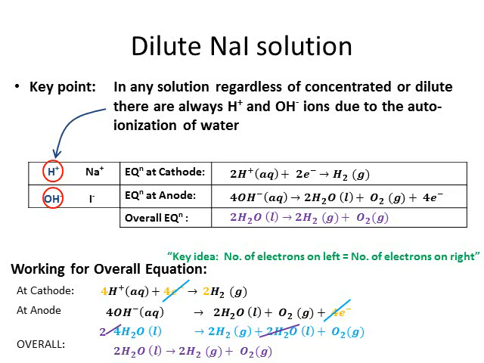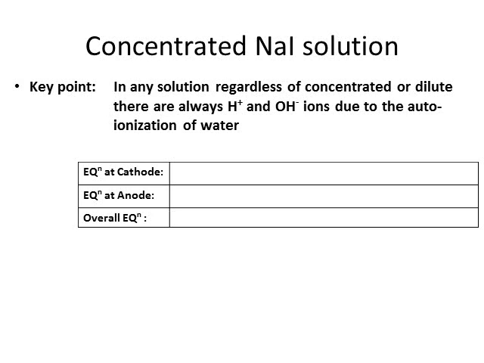Alright, let's move on to a slightly more complex example, concentrated sodium iodide solution. Even though it's concentrated, there are still water molecules present, so there will still be H+ and there will still be OH-. Because the difference in reactivity between sodium and hydrogen is too large, even though the solution is concentrated with a lot of Na+ ions, overall the H+ ions will still be discharged preferentially. What I did here was put in the pink arrow to represent that the concentration has increased for the Na+ and the I- ions.